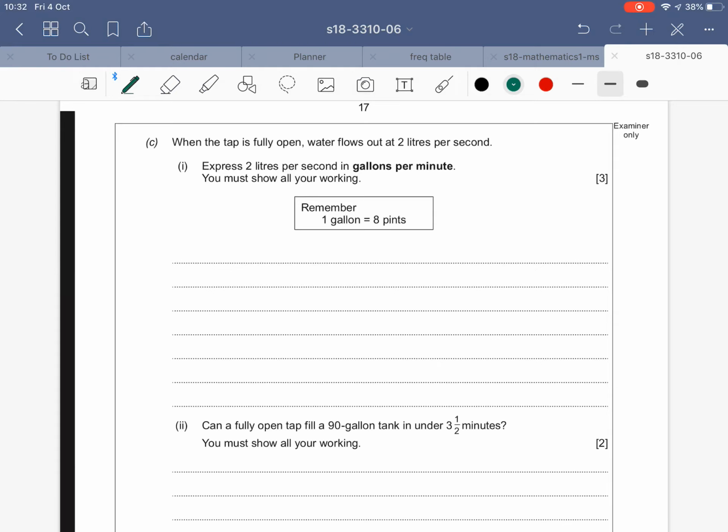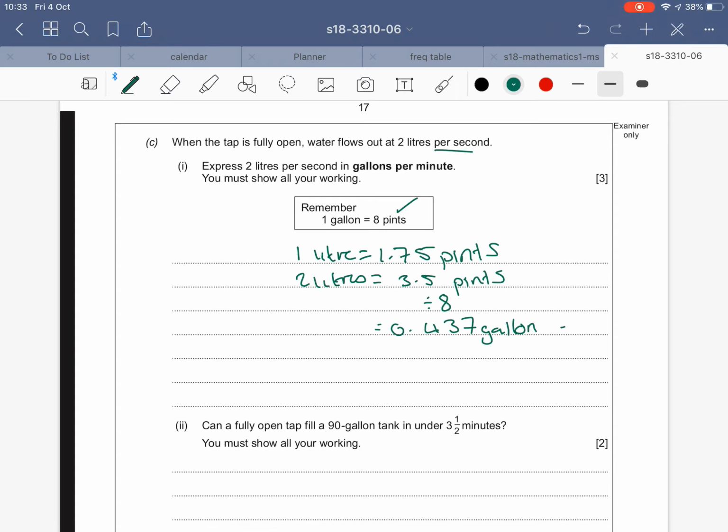I'll do it to pints then. You should know that 1 litre is 1.75 pints. So if 1 litre is 1.75 pints, then 2 litres, we just double it, is 3.5 pints. We want the gallons to pints now. So 8 pints is 1 gallon, so we divide that by 8, and we get 0.437 gallons.